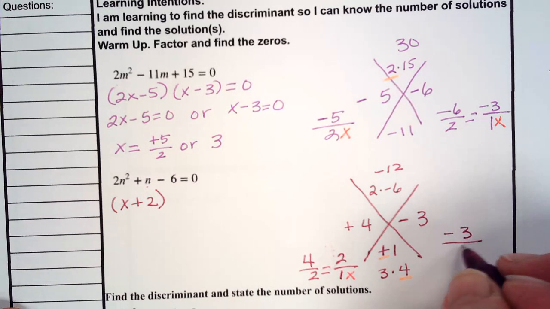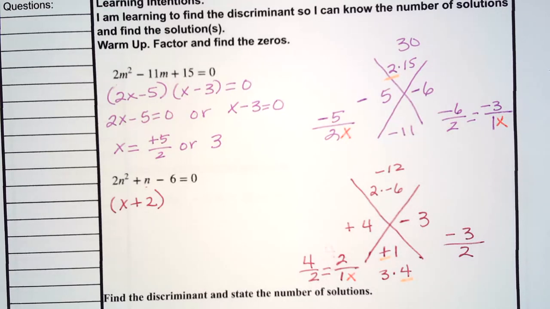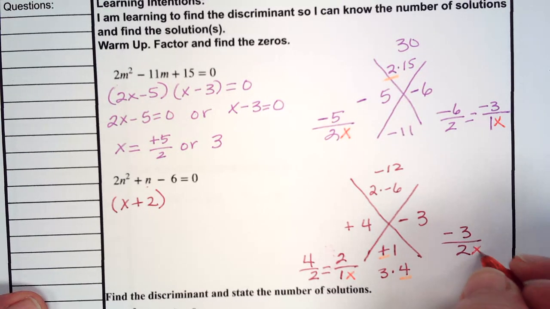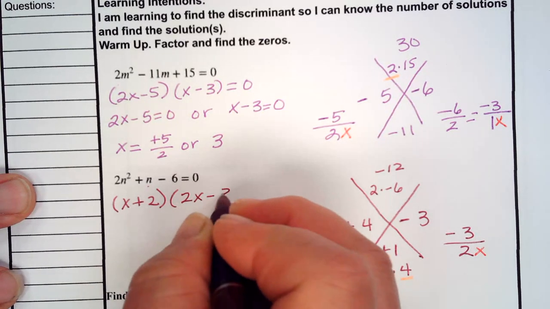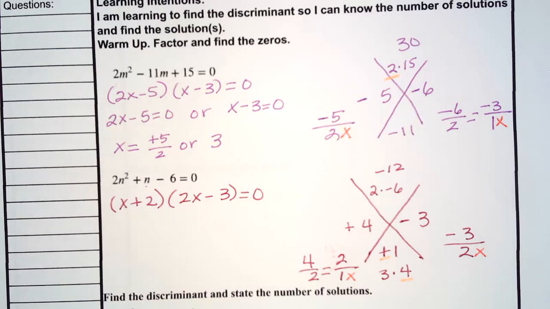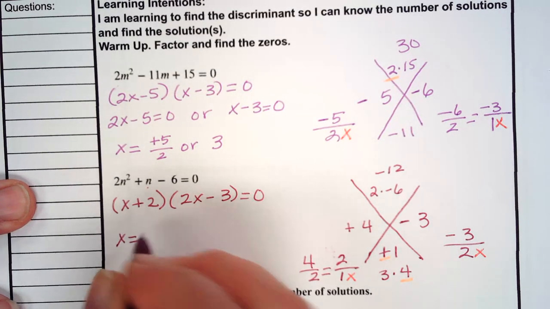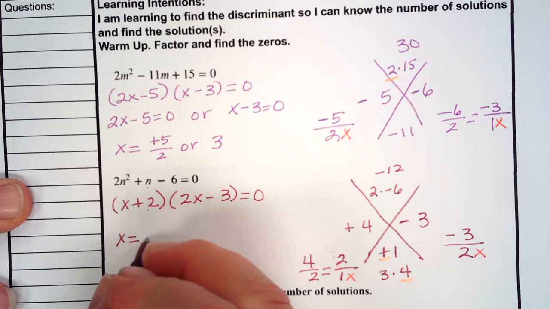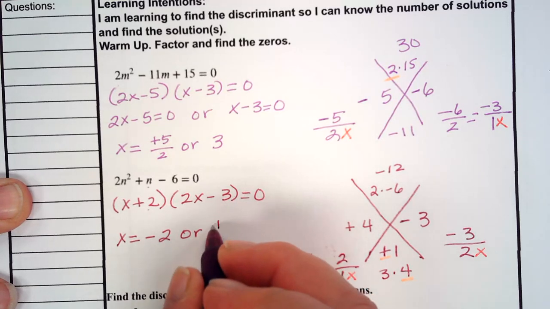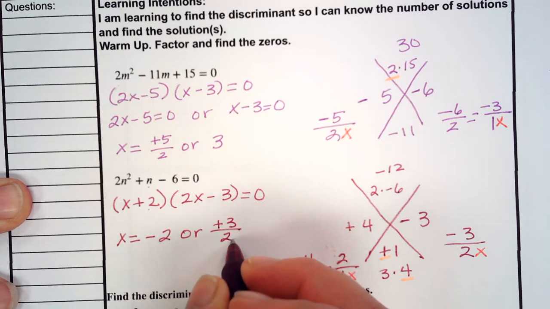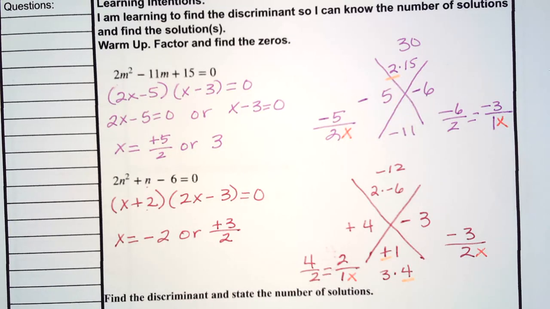Negative 3 divided by 2. I can't simplify. My x stays in the denominator. 2x minus 3 is equal to 0. Now, this time, we're not going to set them both up equal to 0. We're just going to find the answer. So x is equal to, what's the opposite of positive 2? Negative 2. Or, to solve this one, I add 3 to both sides, then divide by 2. Positive 3/2.